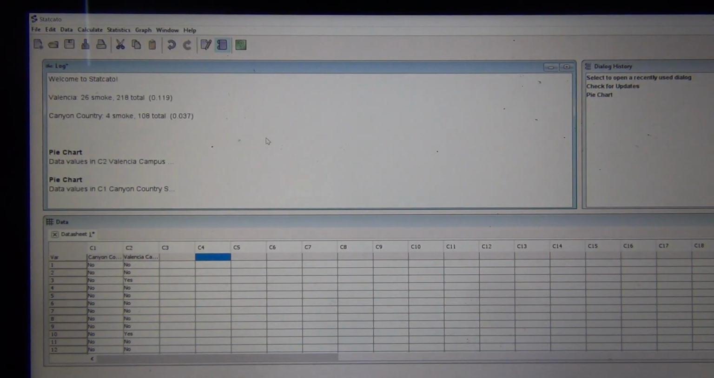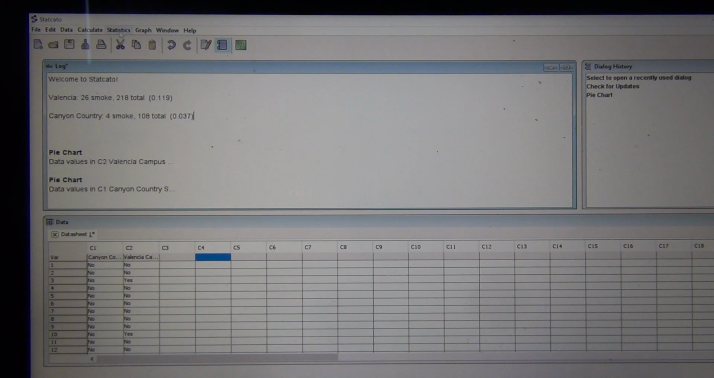Now, here's the question. I want to know about the population percentage, not the sample percentage. I can see the sample percentage for Valencia is higher than Canyon Country, but what I want to know is whether this indicates that the population percentage really is higher. So let's find out. I have to remember these counts.